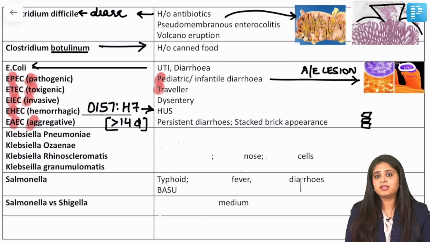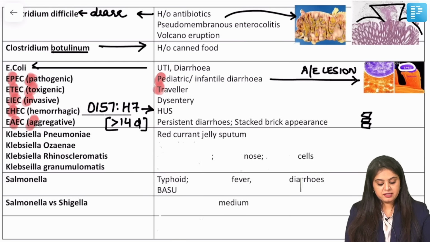So no one's asking you that. They'll ask you the color of the sputum, red currant jelly sputum. When I say Klebsiella ozaenae, it causes ozaena. But what is ozaena in ENT?